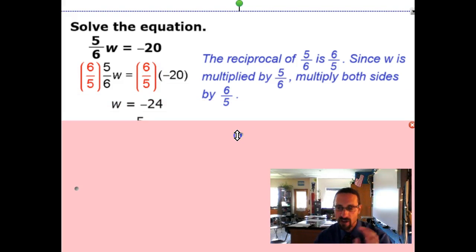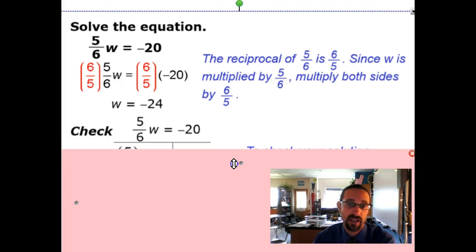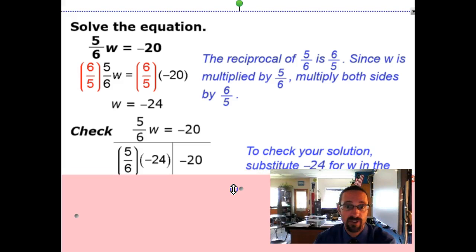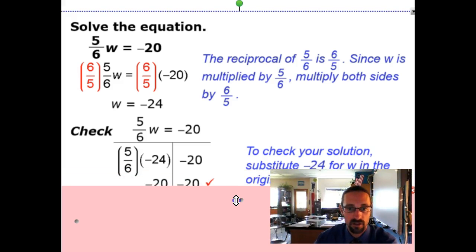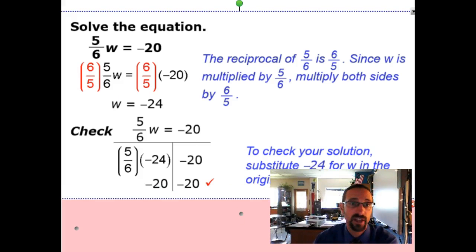And as always, if you have any doubt, check your work. I mean, again, it has to make sense when you plug it back in. So we're going to plug in negative 24 for w, divide by 6, which is 4, times 5 is negative 20. Negative 20 does equal negative 20.